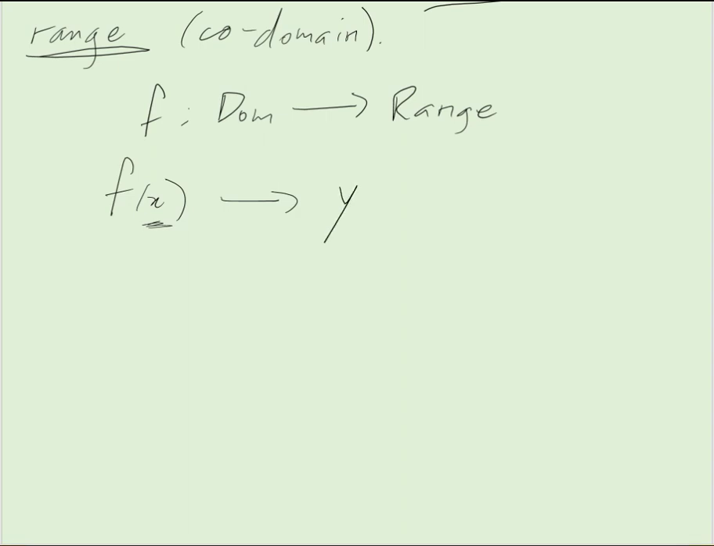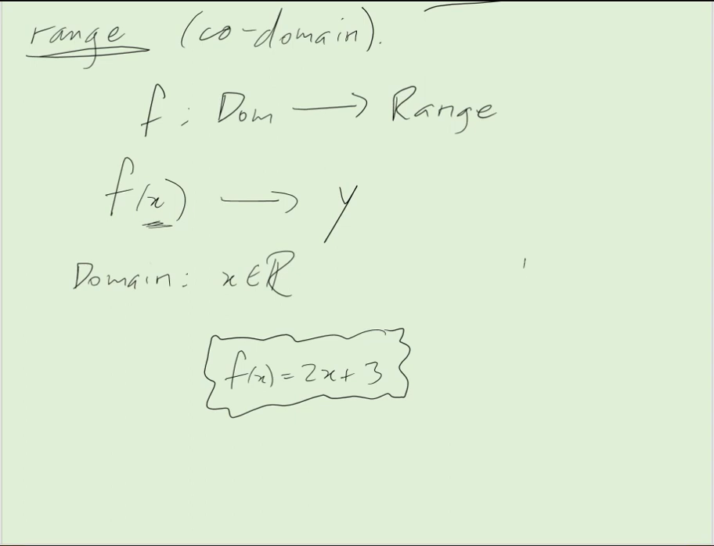And so let's use an example. Let the domain just be all the real numbers, so x is just a real number, and our function f of x is equal to, let's say, 2x plus 3. So this is our function.